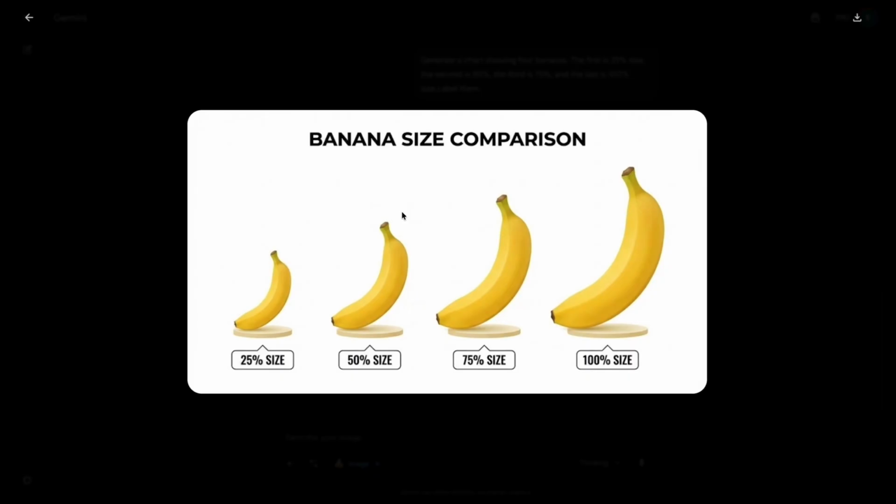Previous models would just give you 4 random bananas. This one understands the math behind the visual request. If it can do this with bananas, it can absolutely do anything with product mockups and architectural scaling.